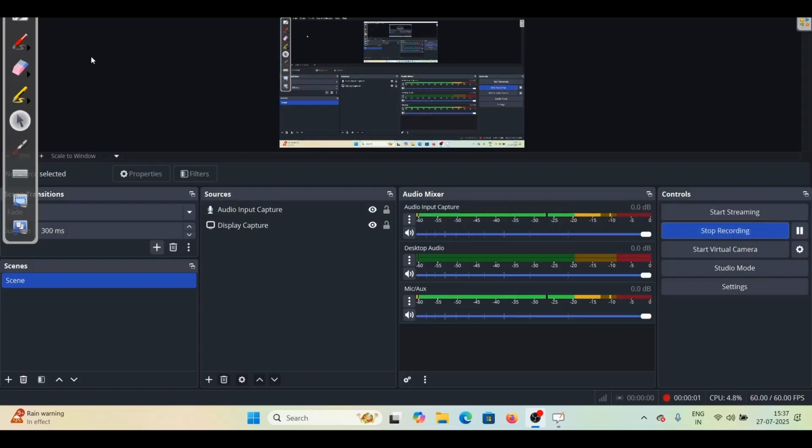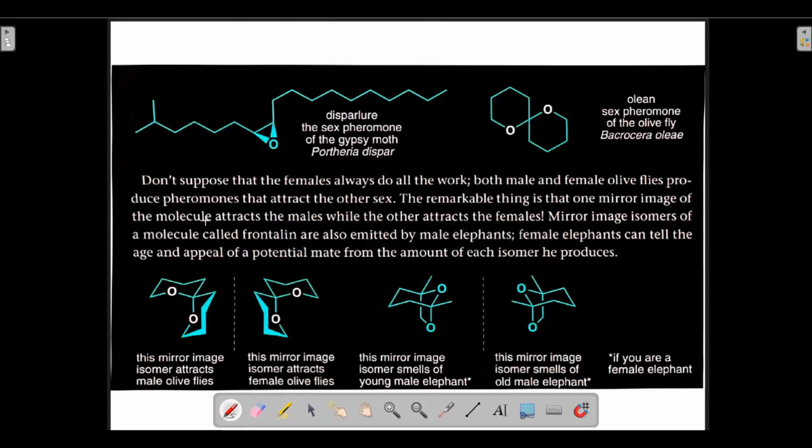Let's move on towards our next discussion. But before moving on, I would like you to have a look at this particular structure which I had discussed in the previous lecture. This is disparlure, and this is the sex pheromone of the gypsy moth, Porthetria dispar. The scientific name of the gypsy moth is Porthetria dispar.